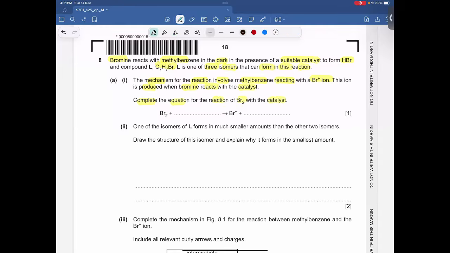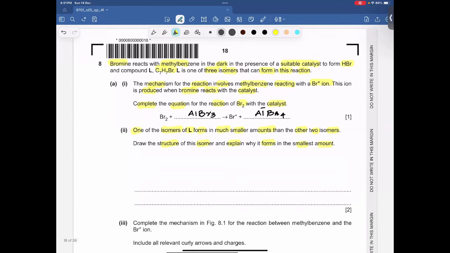Since we are using bromine, I'm going to take AlBr3. You can use FeBr3 also. It doesn't make any difference. So it's going to be AlBr4 negative. All right. One of the isomers of L forms in a much smaller amount than the other 2 isomers. Draw the structure of this isomer and explain why it forms in the smallest amount.